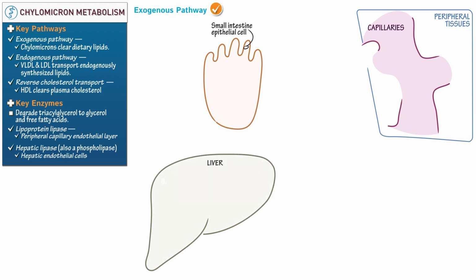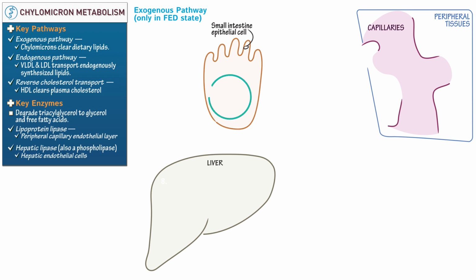Make a notation that it only occurs in the fed state. Why is this? Because its purpose is to clear dietary lipids. So let's illustrate this now. To understand the exogenous pathway, we need to first understand what chylomicrons are, which clear dietary lipids.